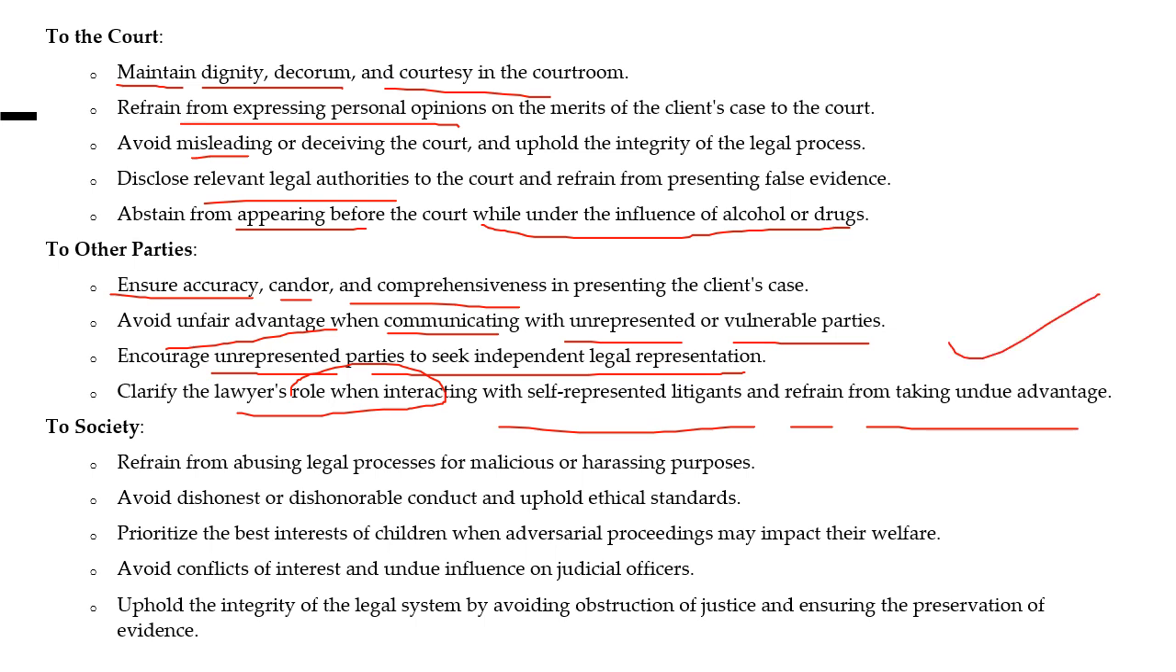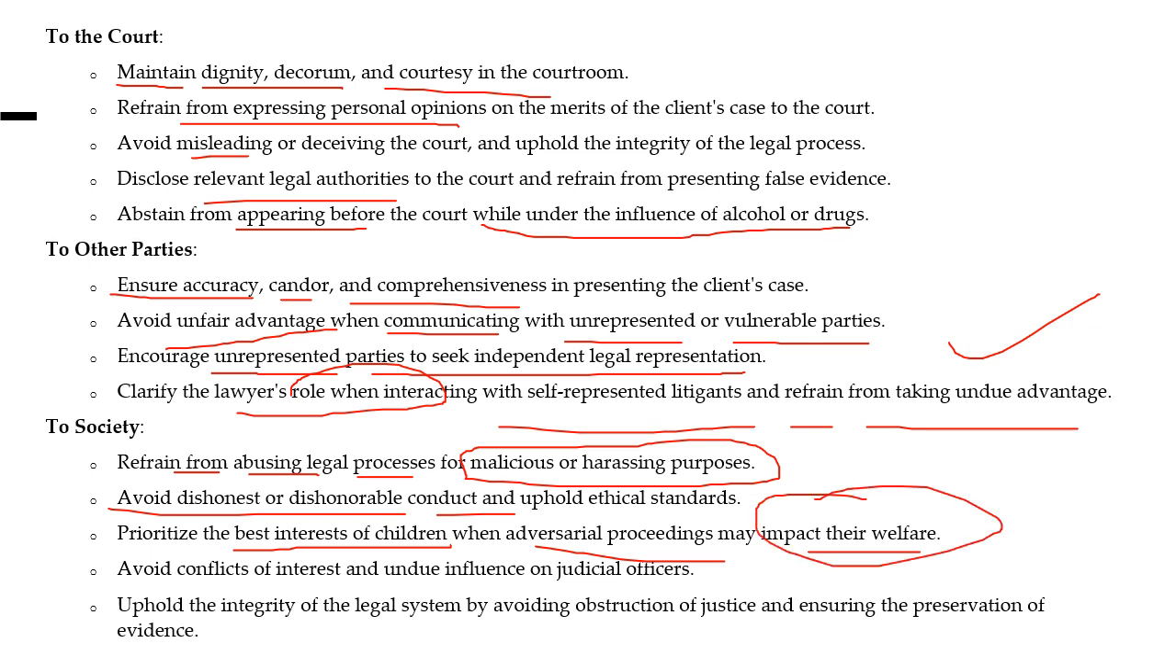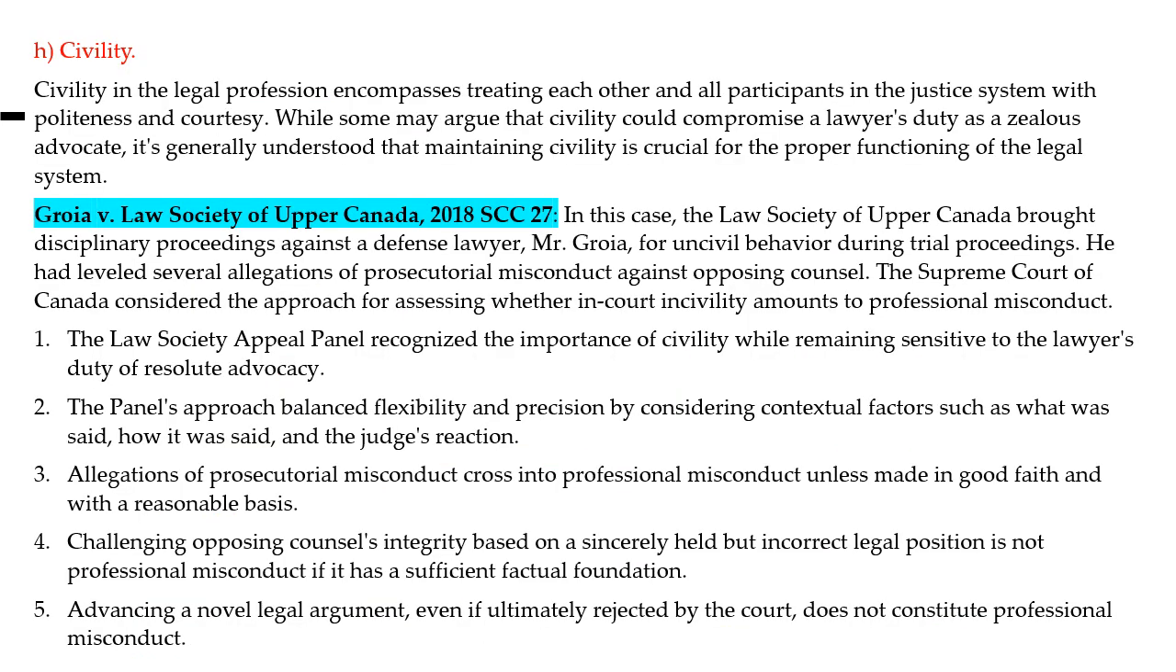To society: refrain, stop yourself, from abusing any legal process for any bad, malicious, or harassing purpose. Avoid any kind of dishonesty or dishonorable conduct. Prioritize the best interest of children whenever there is any proceeding where the impact is on the children's welfare. Avoid conflict of interest and undue influence on a judicial officer. Uphold the integrity of the legal system by avoiding obstruction of justice. Ensure preservation of evidence. Then comes civility.